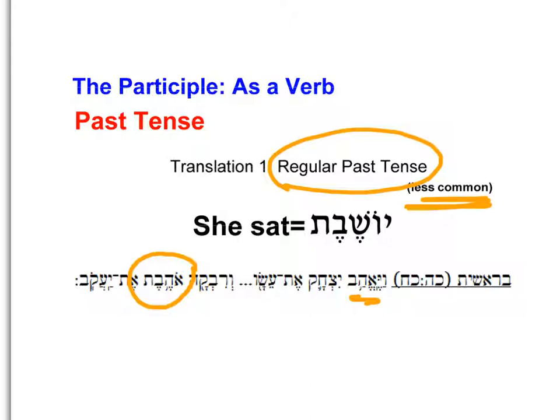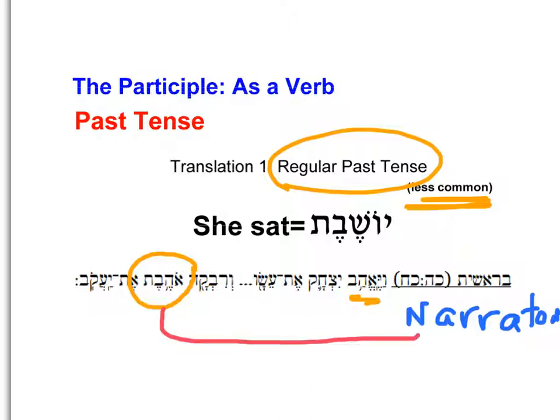Now, if I look at the pasuk, I see that there's no one speaking, so I have a narrator. And we mentioned before that if I have a participle with the narrator narrating, it's going to be past tense. So Vayahav Yitzchak et Esav. Yitzchak loved Esav. Rivka ohevet et Yaakov. Rivka loved Yaakov.